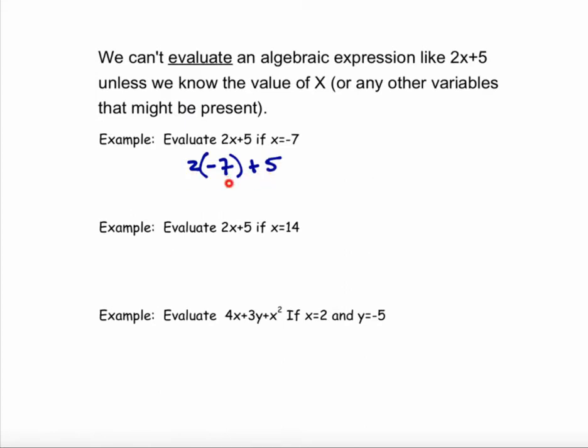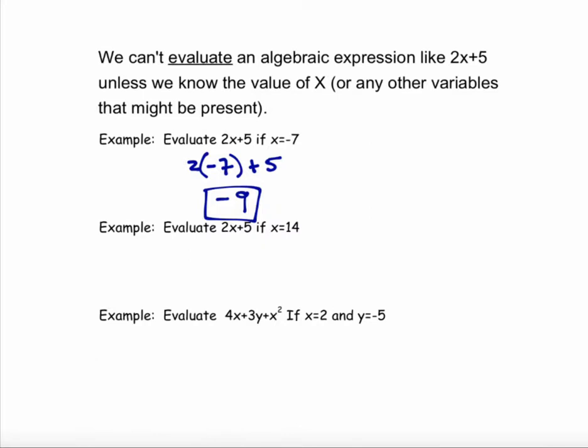So let's see, 2 times negative 7 is negative 14. Negative 14 plus 5 is negative 9. So basically what you're saying is, hey, this expression, if x is equal to negative 7, this expression is equal to negative 9, right? And like we said before, x is a variable. It can equal any number we want.